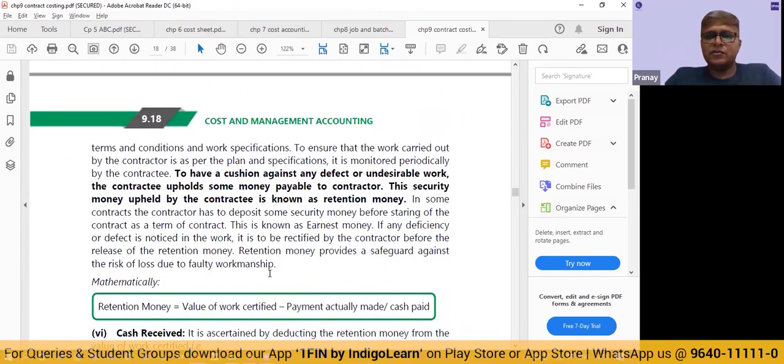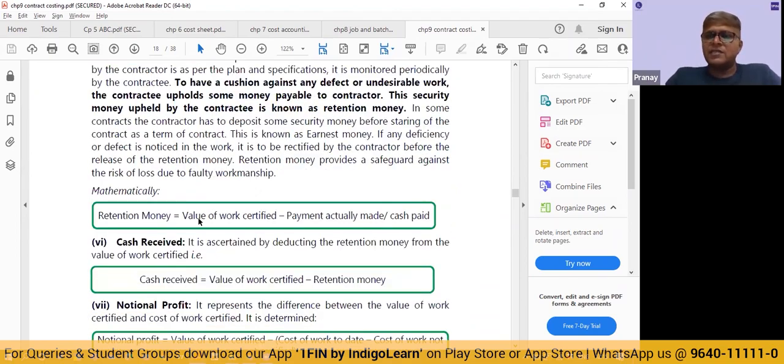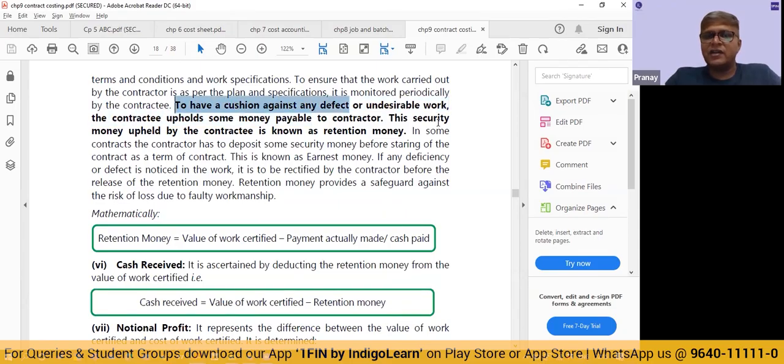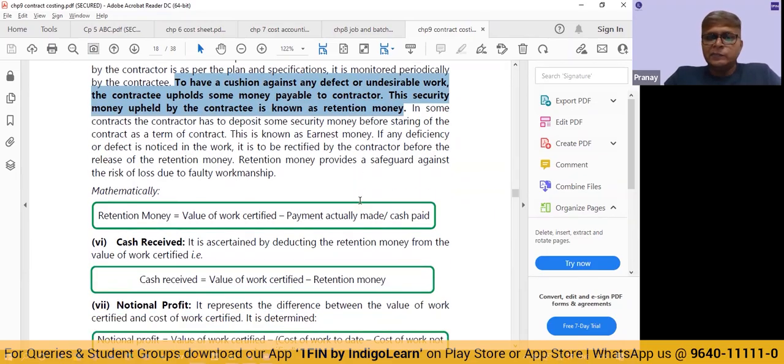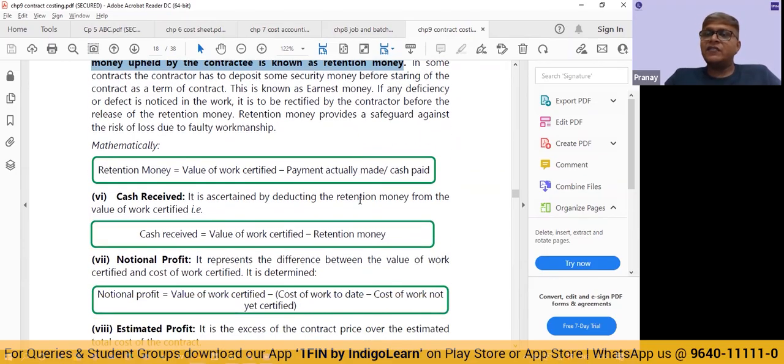Retention money is the money which they are going to retain to have a cushion against any defective or undesirable work. The contractee upholds some money payable to the contractor. Who is a contractee? The one who is giving the contract. Contractor is the one who is taking the contract. This security money upheld by the contractee is known as the retention money. See, towards the end, if any deficiency is noticed or some rectification is to be done, the amount will be adjusted against this. So this is more like a safeguard.